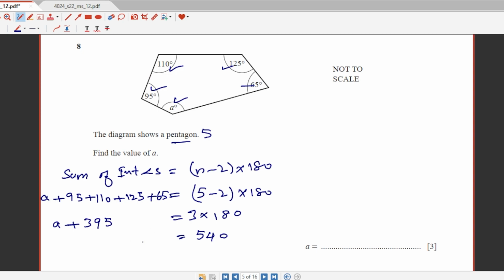395 should be subtracted on the other side. Here A is 540 minus 395. 540 minus 395 becomes 145. The answer of A is 145 degrees.